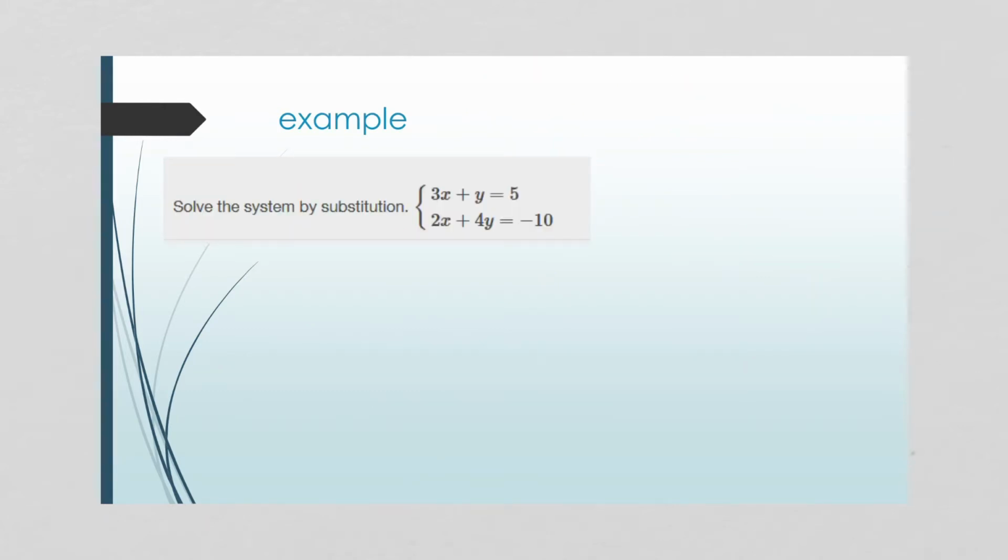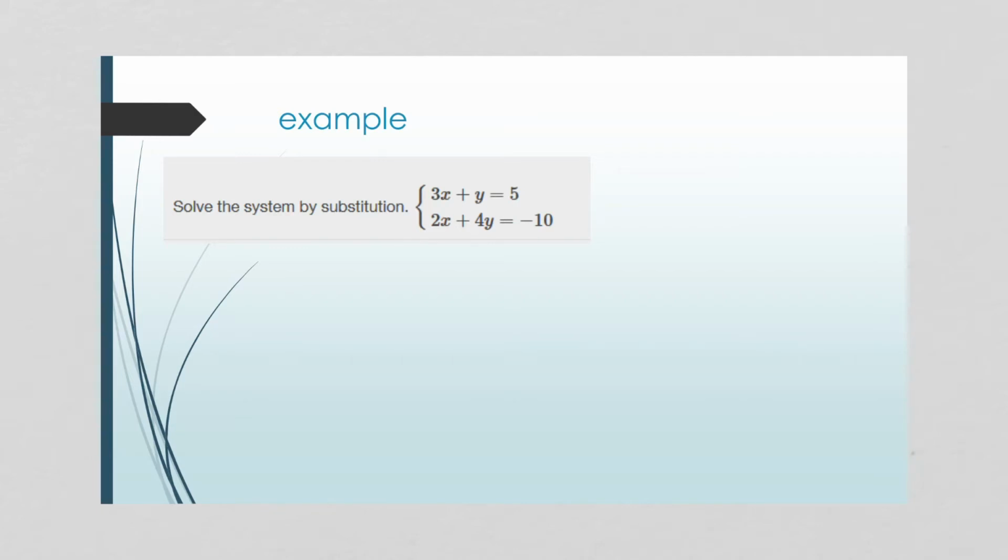All right, so let's solve this one by substitution. Notice both of the equations are in standard form. Which of these variables, there's this one, this one, this one, and this one, which of them would be the easiest for us to solve for so that we can substitute that into the other equation?